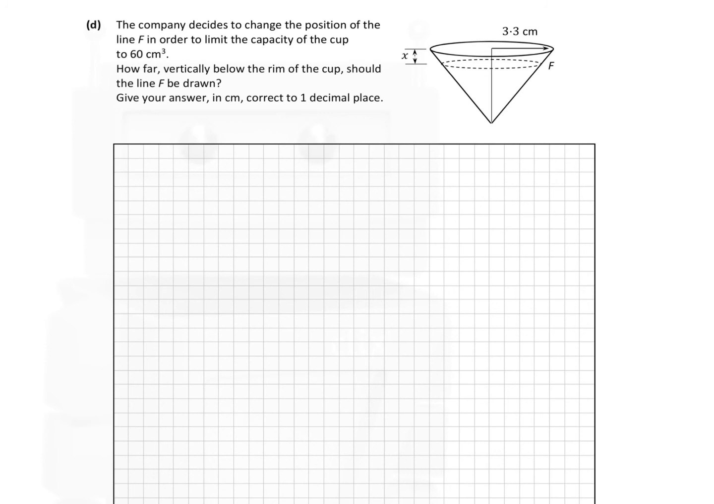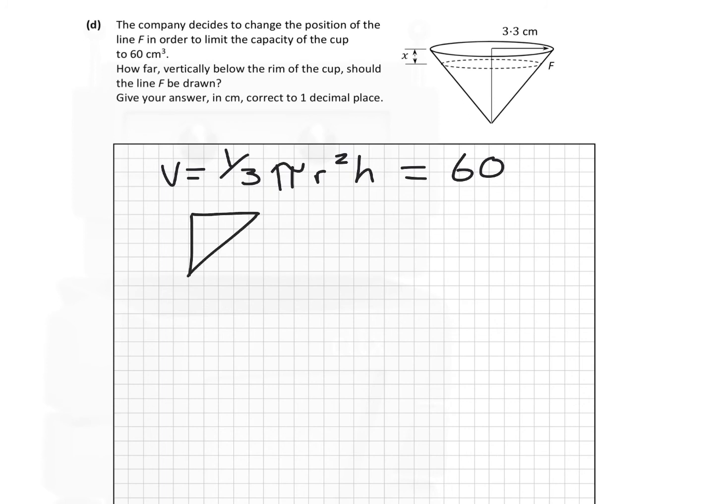But first of all, what I would write down is my volume formula. So your volume is 1/3 pi r squared h, and they're telling us that that's going to be limited to 60. Okay, so remember the two triangles that we had earlier. The one that we knew was 3.3, 8.37, and then I think this was 9.